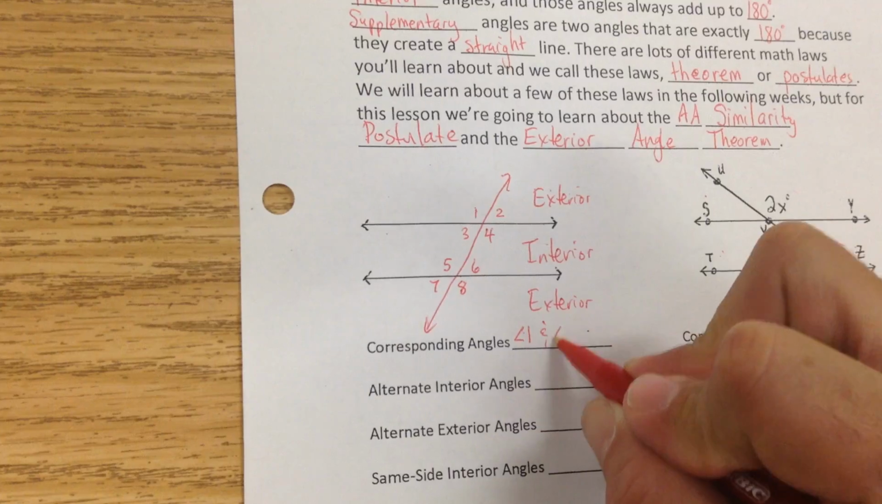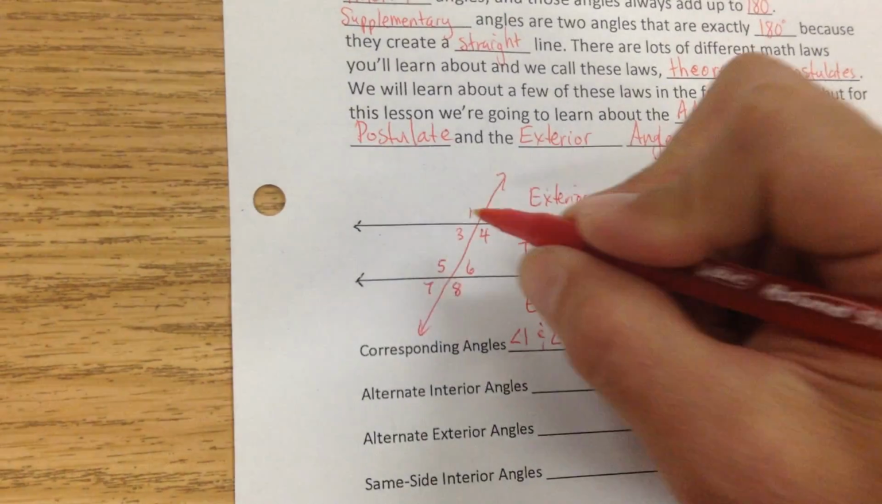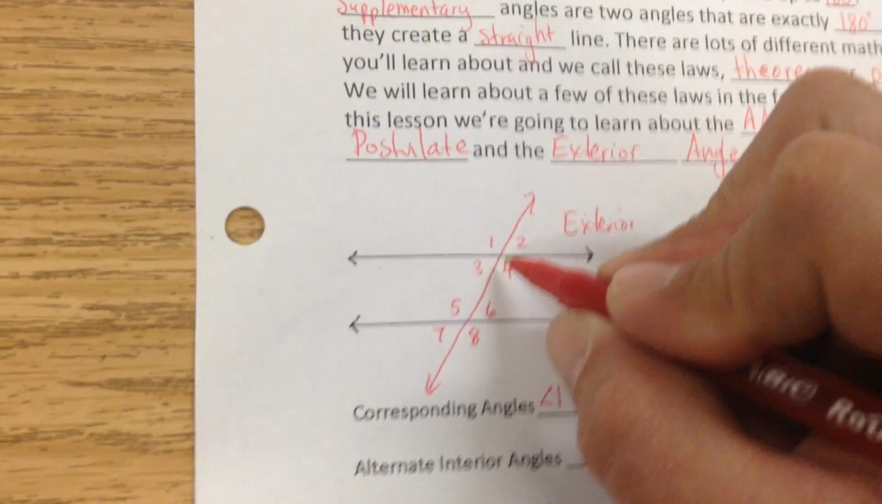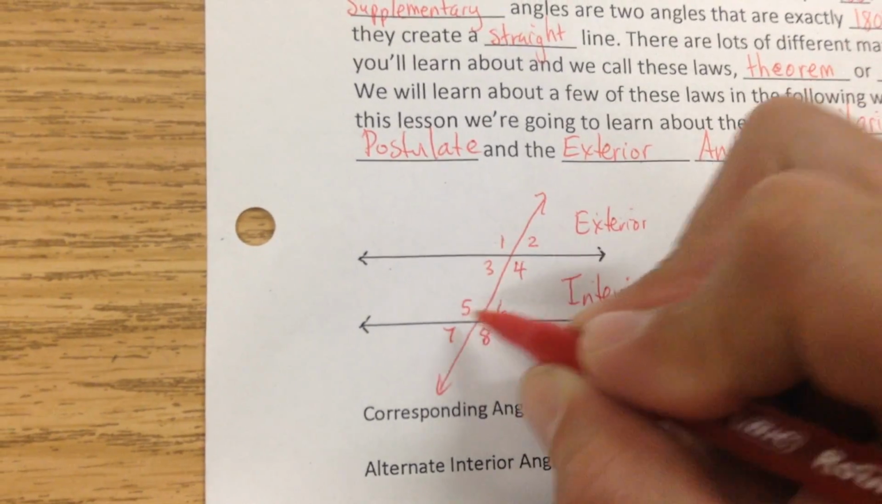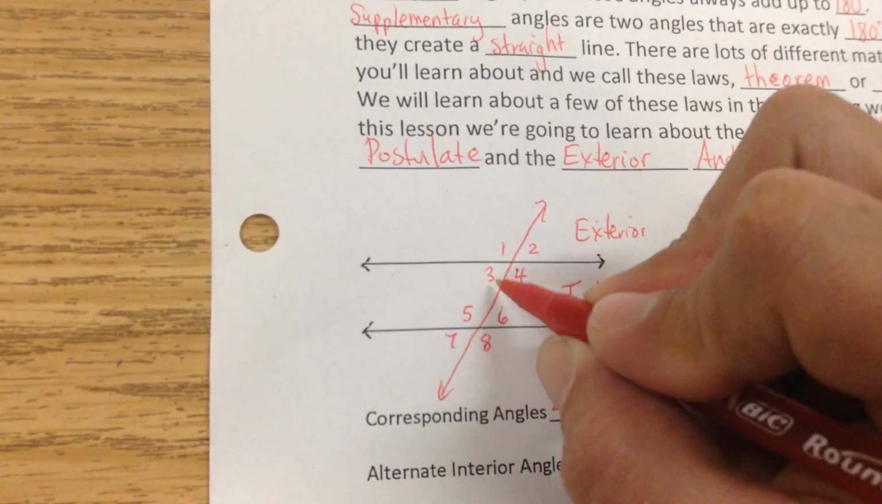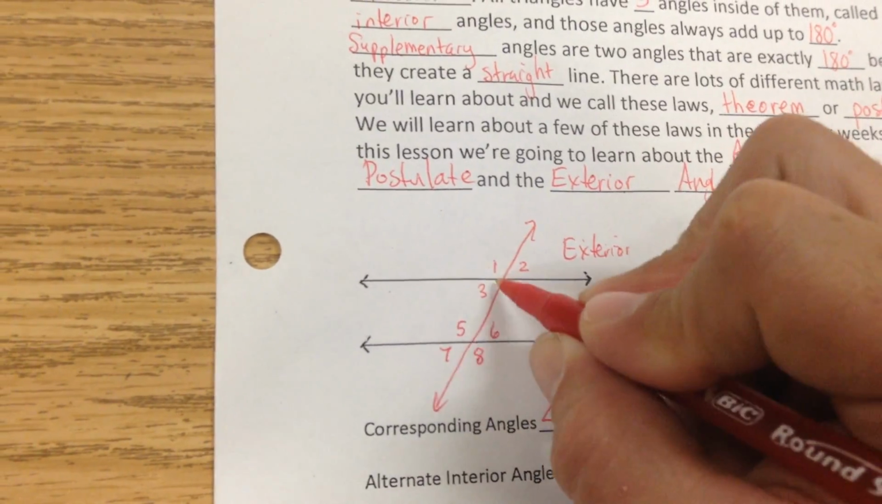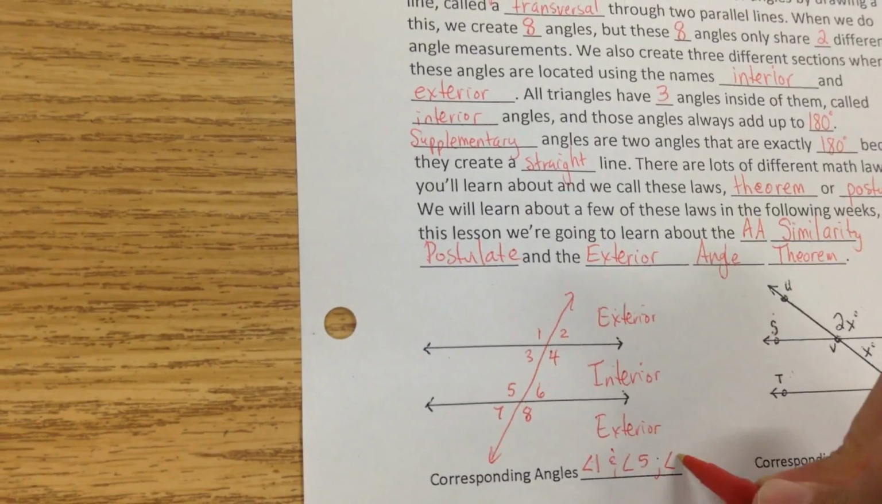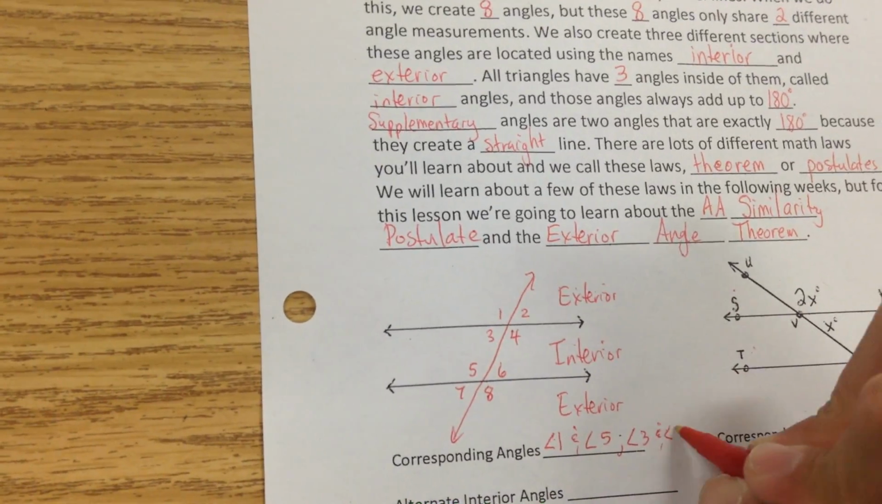There's a lot of them in here, but 1 and 5 are corresponding. Okay, and if you kind of look at them, they're the same measurement. Look at them real close. Whatever this angle is, well, this angle is going to be exactly the same. And the same thing goes for angle 3 here and angle 7. Okay, so I'm going to write those two examples down as corresponding angles.